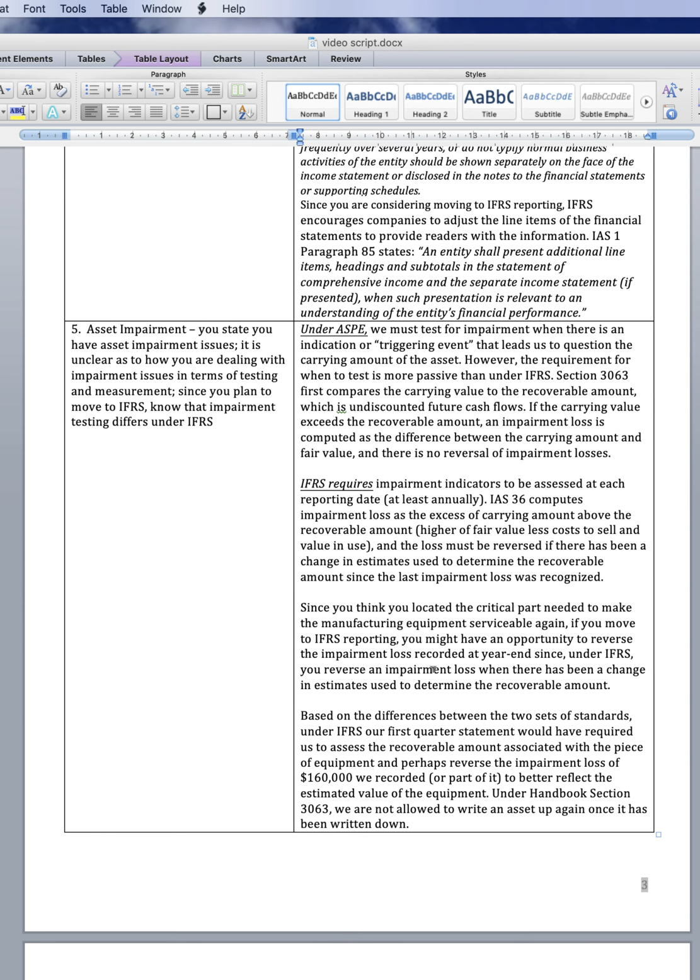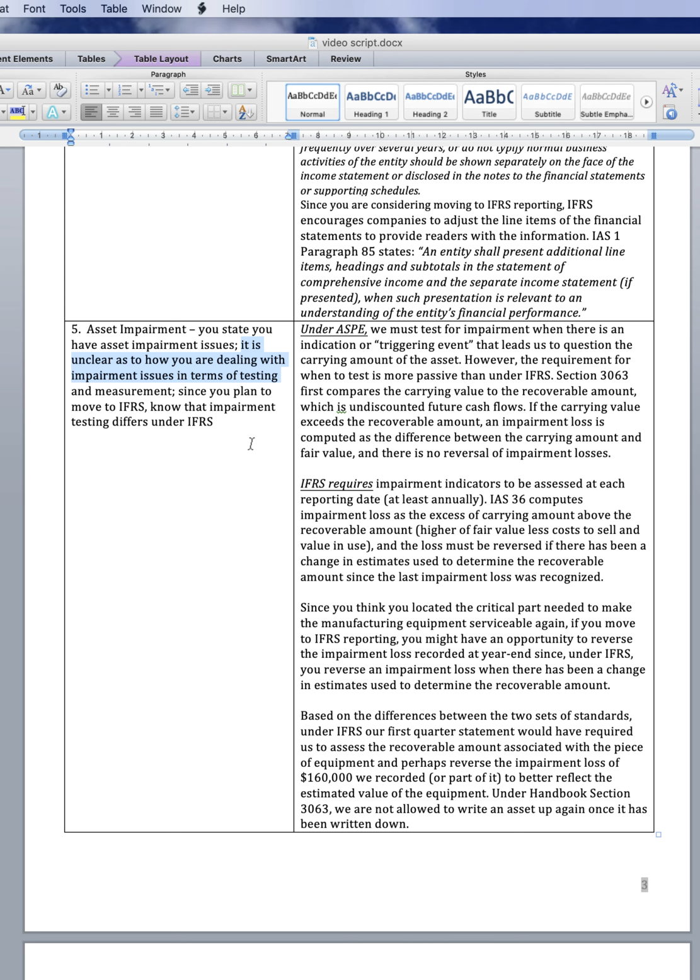Now, the fifth item I saw here is they recorded a $160,000 asset impairment, all right? So it said they had an impairment issue, but it's not really clear to me how they're dealing with the impairment issue in terms of testing and measurement. So how did they test for impairment, and how did they measure the impairment loss? And since they are planning to move to IFRS, know that the impairment testing differs under IFRS.